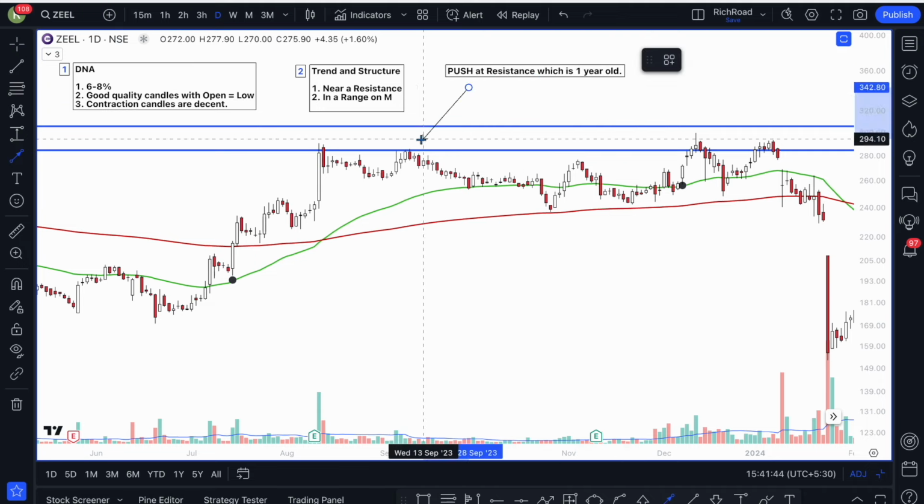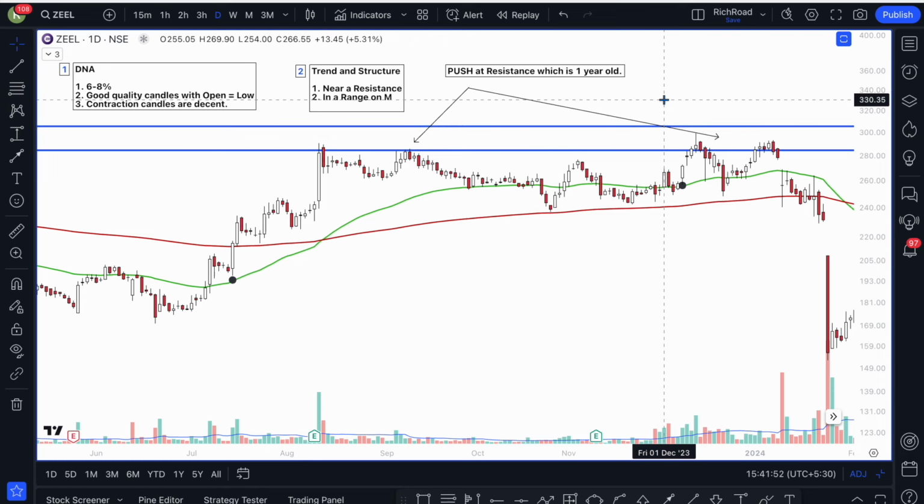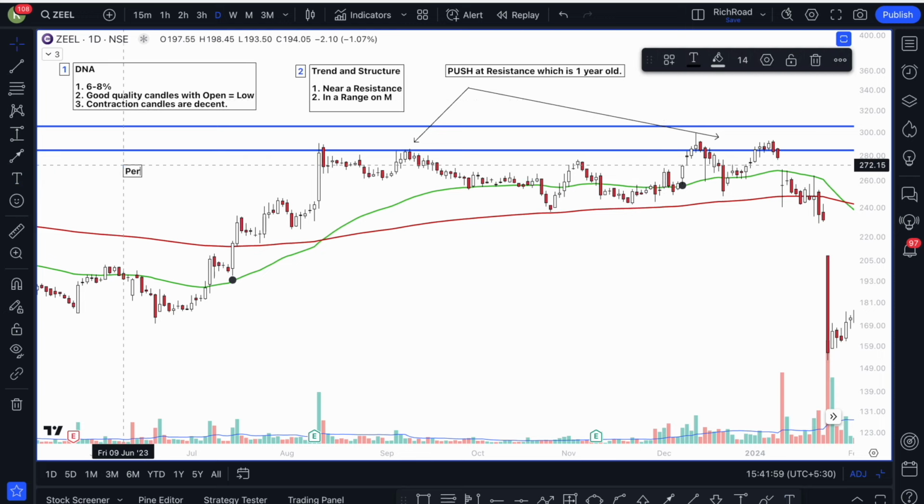Where is the push? We had a push here. We had this push. We had this push. And then we had this couple of pushes here. I'll just mark with one arrow. So you get the point. Okay. And what about the perspective? You can add that as well.